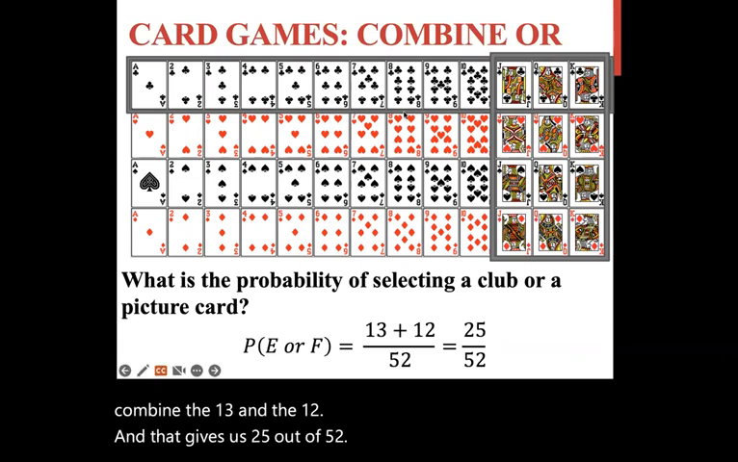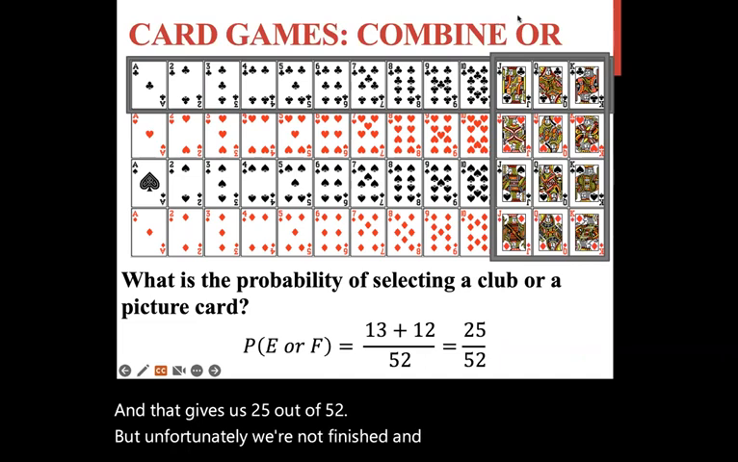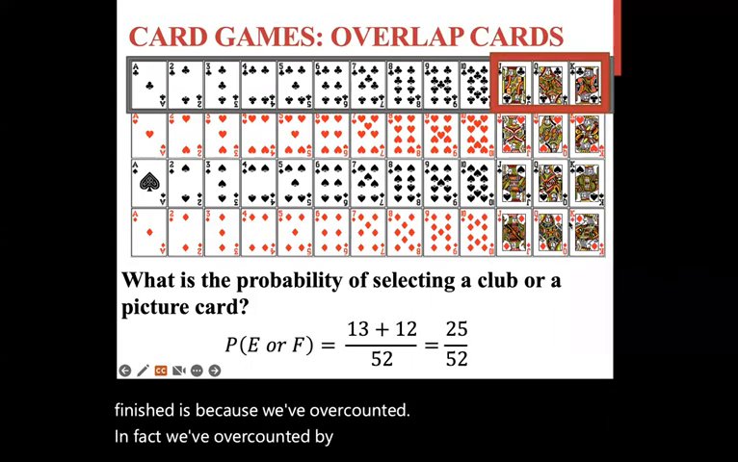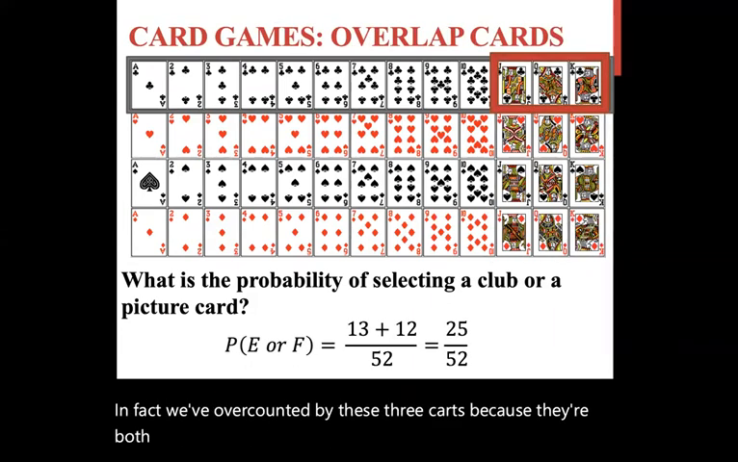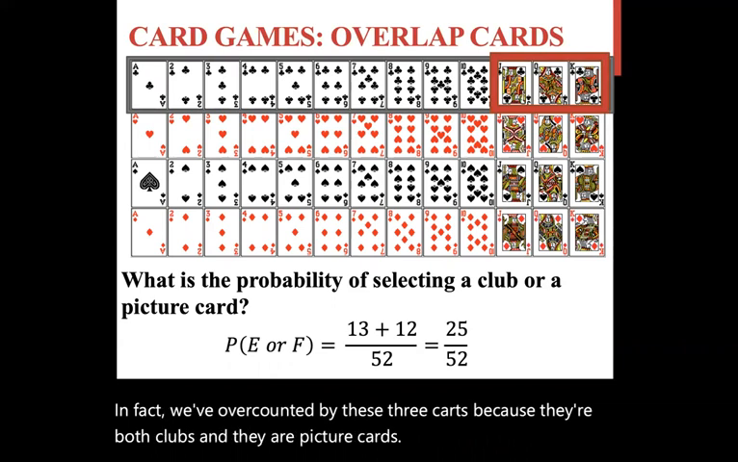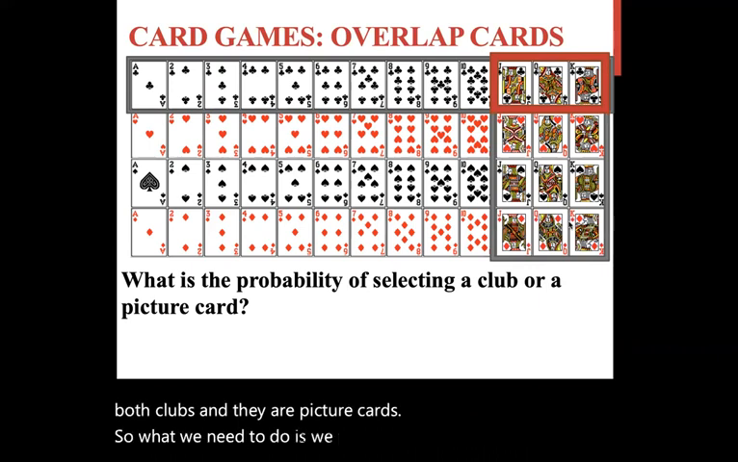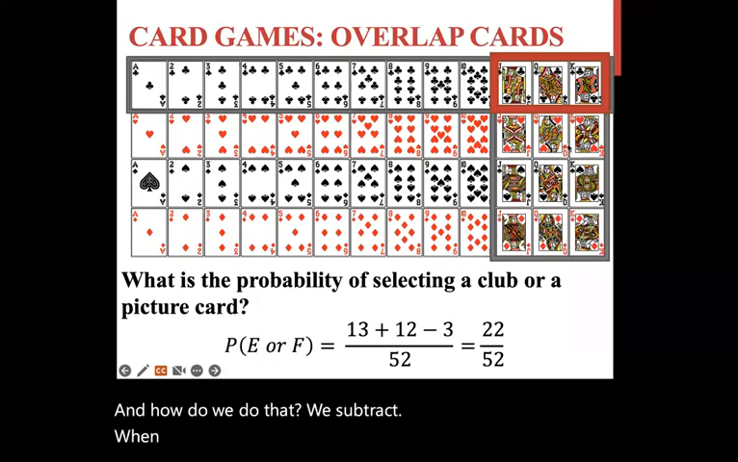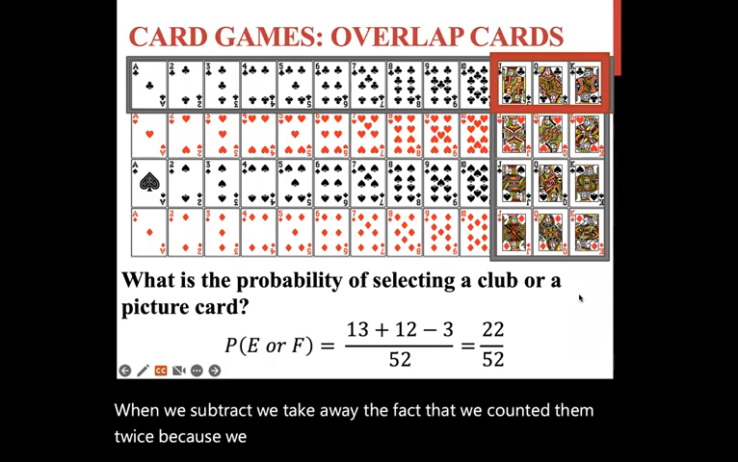But unfortunately, we're not finished. The reason we haven't finished is because we've overcounted. In fact, we've overcounted by these 3 cards because they're both clubs and they are picture cards. So what we need to do is remove them. And how do we do that? We subtract. When we subtract, we take away the fact that we counted them twice, because we remove one of the times we overcounted.